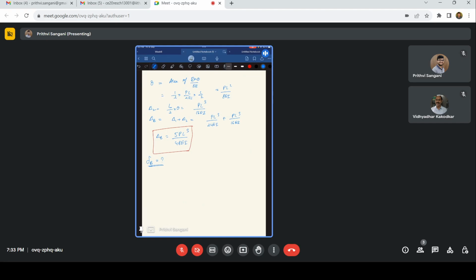Anyways, so we have delta B equal to WL power 4 by 8 EI. And also, what about theta B? Yeah, theta B is also important in this case.